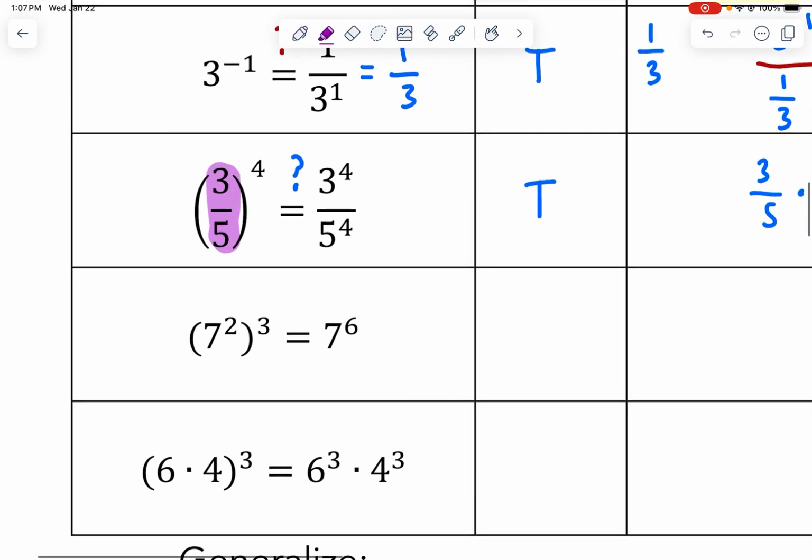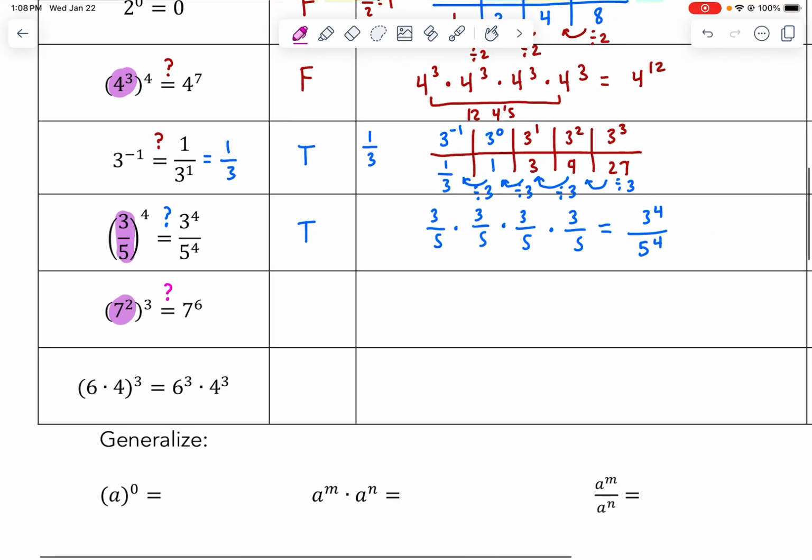Next one, we'll have 7 to the 2 raised to the 3rd power is equal to 7 to the 6. True or false? And very similar analysis. Here we'll have 3 sets of 7 squared being multiplied by each other. And once again, here we have 2 7s, 2 7s, 2 7s. That'll total up to 6 7s. So this will be equal to 7 to the 6th power. So this statement right here is true.